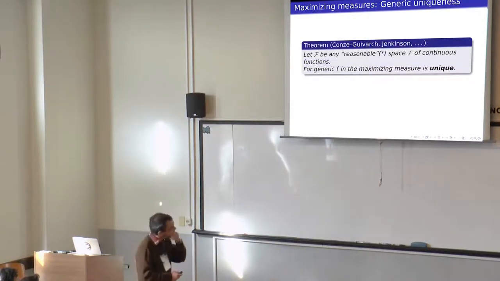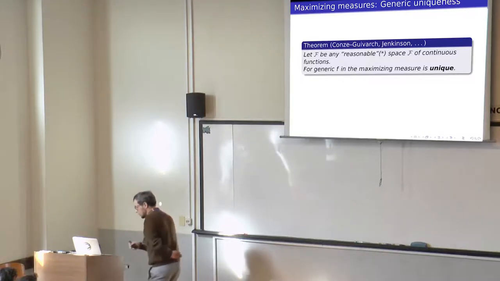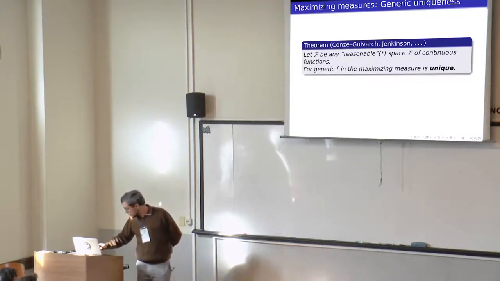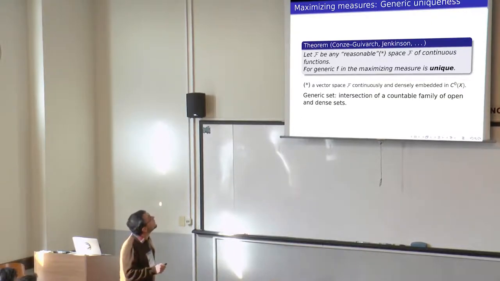To give you some intuition, let's start with some very general things. You fix any reasonable space of continuous functions, I will say in a moment what this means, but let's say this F is just the space of all continuous functions, and then generically the maximizing measure is unique, and in particular ergodic, as we have seen. Some explanations.